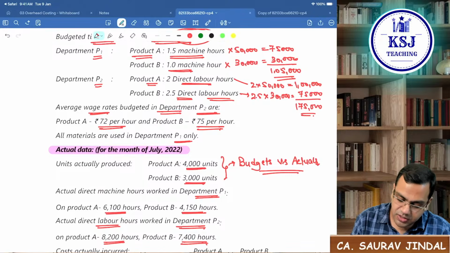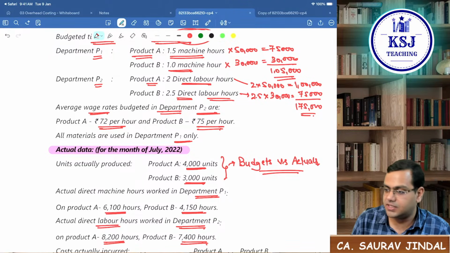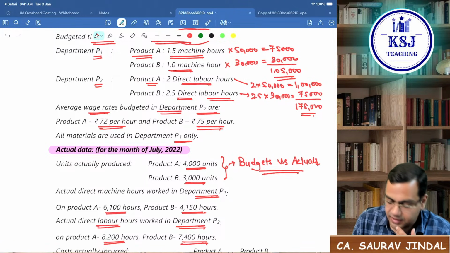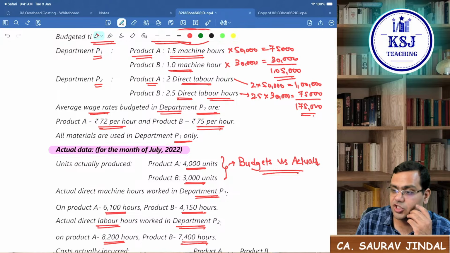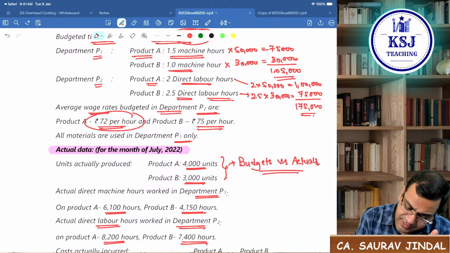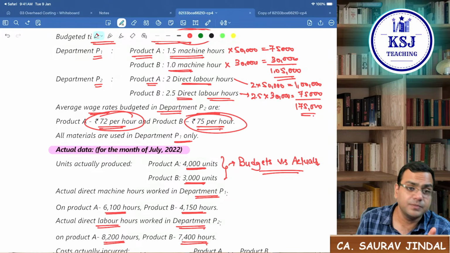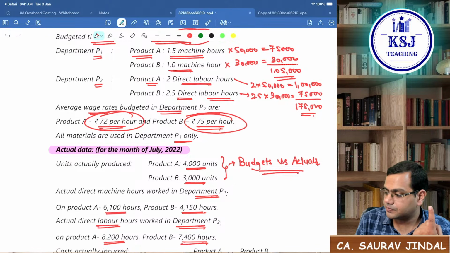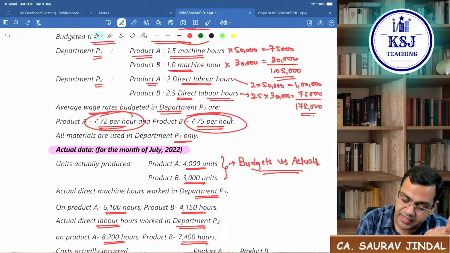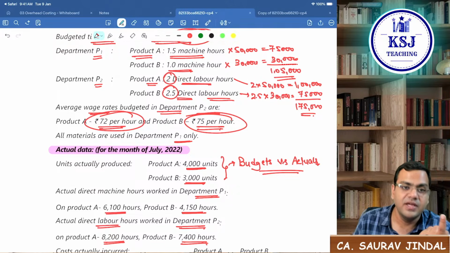So the labor cost is given, the average wage rates. Budgeted labor: now, the labor cost is in which department? In the department P2 only. The budgeted rates are given as 72 and 75. And for 1 unit, how many hours are required? That is also given, 2 and 2.5. We are talking about the labor cost, sir.